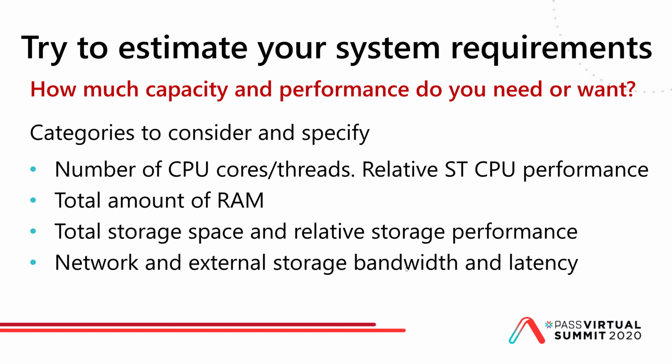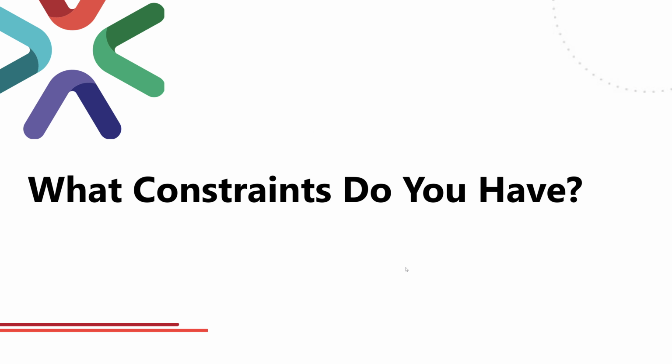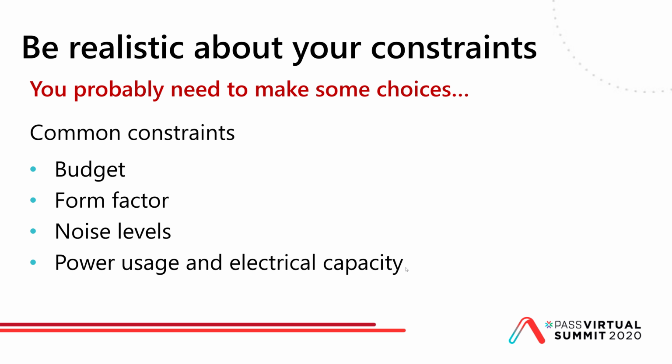a system that you want to build here. What constraints do you have on this lab? So for example, you need to be realistic about what constraints you have in place because you probably have to make some choices. Common constraints you might have is your budget.